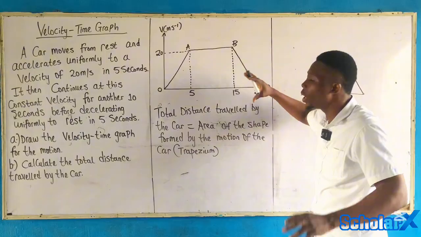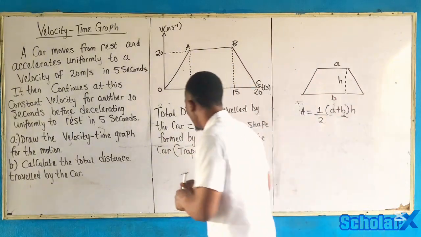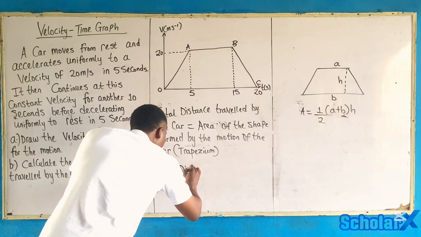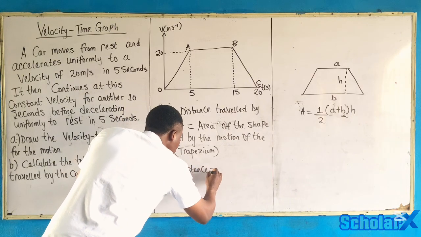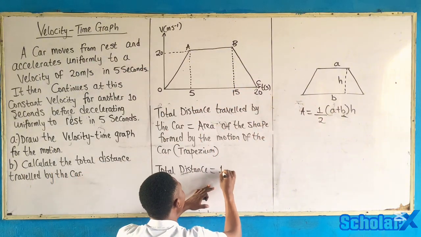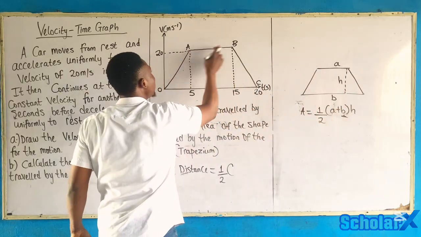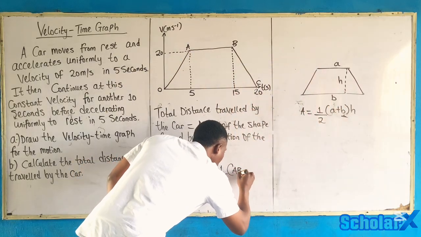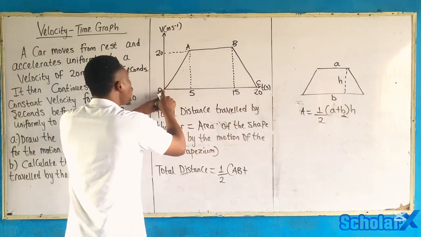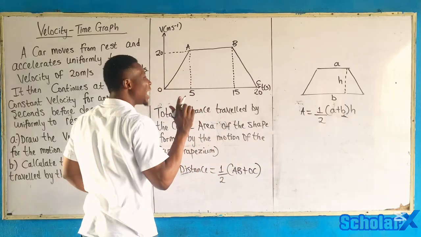From what we sketched here, we can see clearly that a trapezium is formed. So what will be the total distance traveled by the car now? Comparing this with the formula, it is going to be half into A, which is from here to here, plus B, which is from here to here. This is OC. That's going to be plus OC multiplied by, now what's the height?